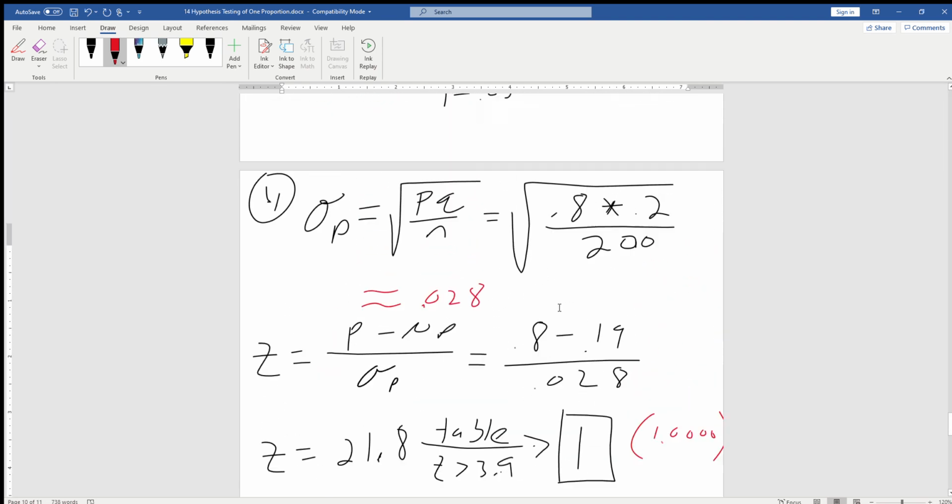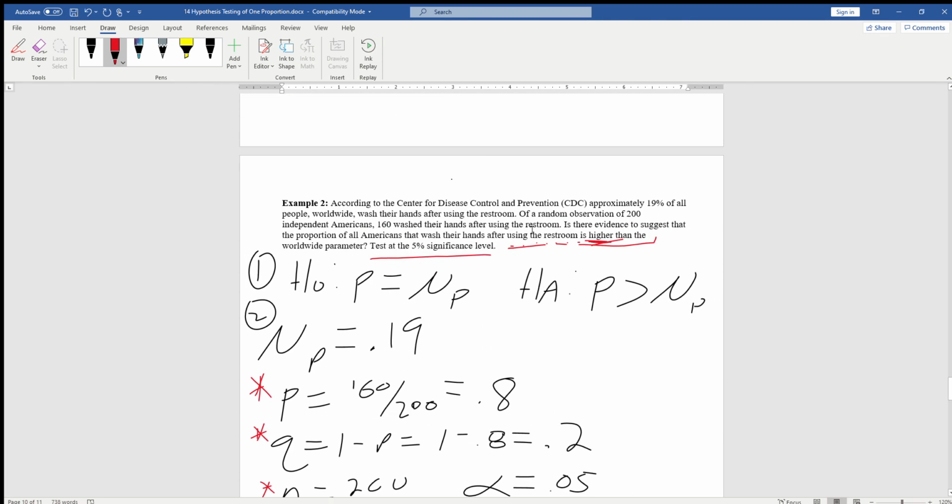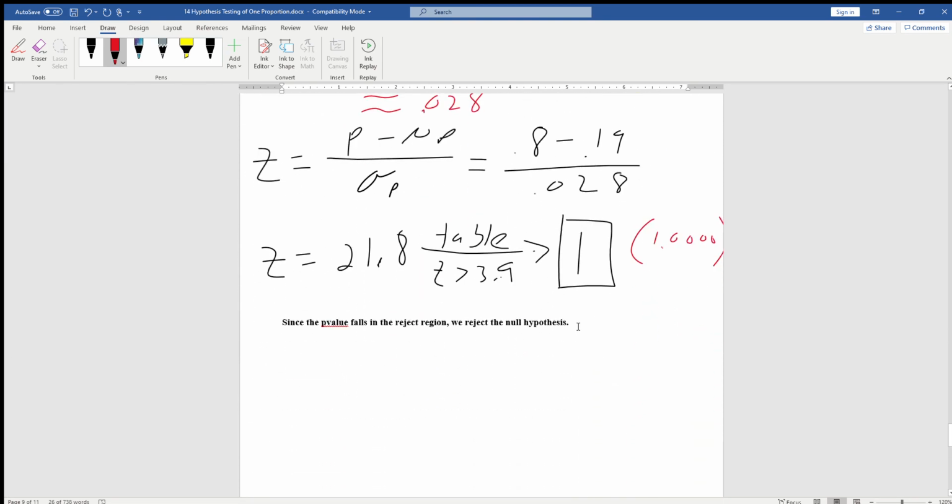And so we have to answer the actual question. So we're going to go back up to the top. And the question was, is there evidence to suggest that the proportion of Americans that wash their hands after using the restroom is higher than the worldwide parameter? And to answer that question, we can say yes, there is evidence to suggest that the proportion of all Americans that wash their hands is higher than the worldwide parameter. We can say this because the p-value fell into the reject region.